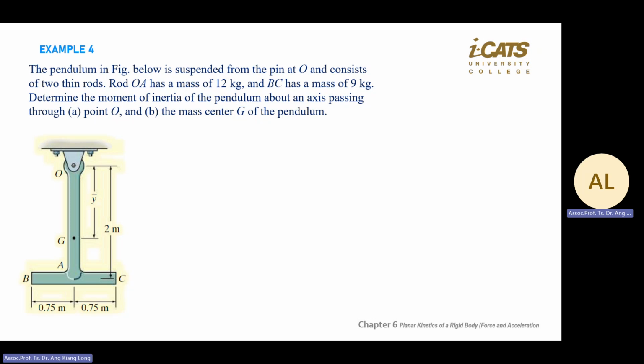Then md square. md square is also by object. So for d, you need to refer from O to the center of the object. So the first one is 1 meter, from here to here, the center. And also for the second object, where is the distance? From O to the center here.